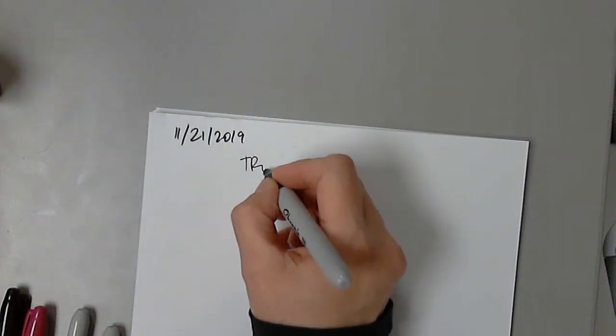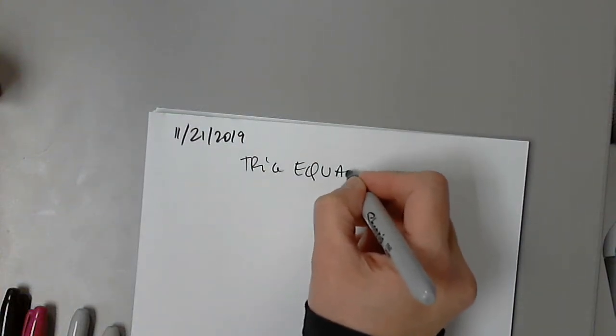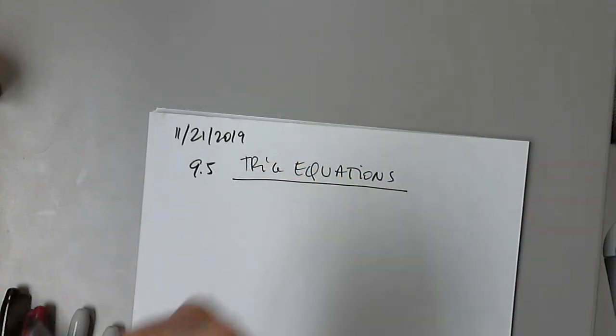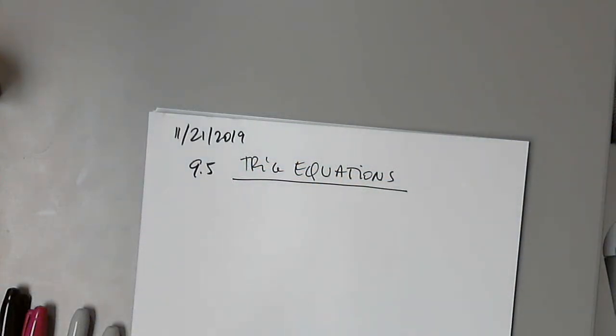Okay, so let's take a look at trig equations. This is the last section of chapter 9. I think it's 9.5. Yes, it is. Okay, what is a trig equation? It's an equation that has trigonometric functions in it. So here is one example.